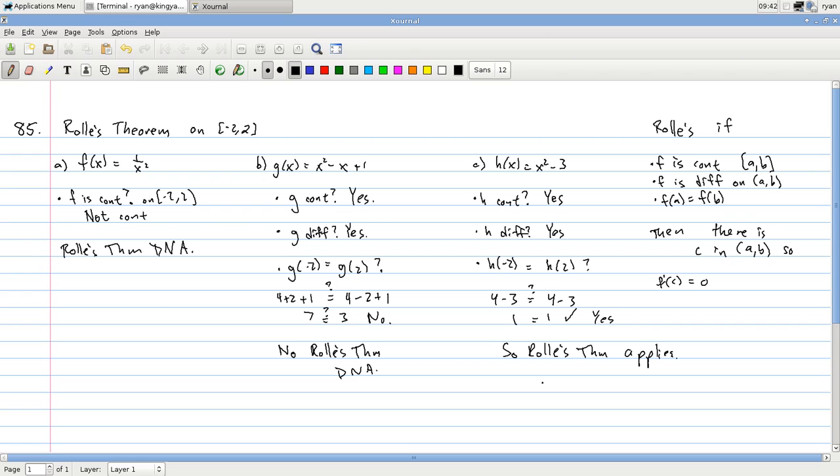Now to find the value of c guaranteed by Rolle's theorem, we need to set h prime of c equal to 0. That means we need to set the derivative of our function, which is 2x, equal to 0, and then solve for c. We divide both sides by 2 and get c equals 0. So we found the value of c guaranteed by Rolle's theorem.